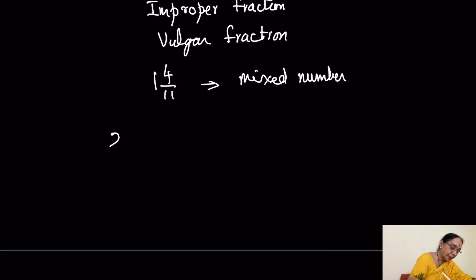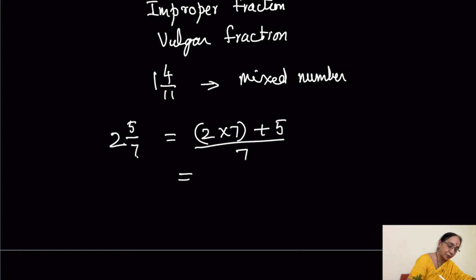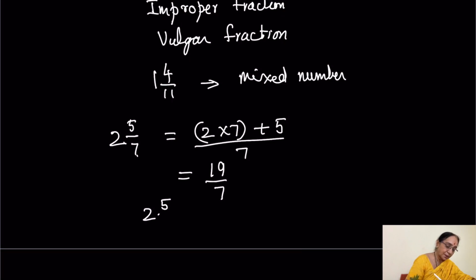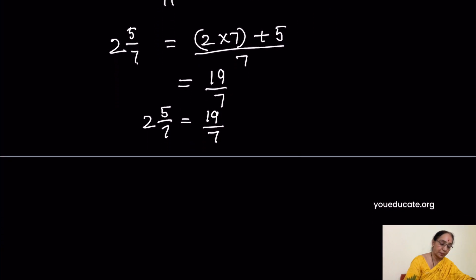Now, for example, I can consider 2 5 by 7. This is a mixed number. I want to convert it into an improper fraction. So 2 times 7, 14. 2 times 7 and then you add 5 and then divide by 7. So that will be 14 plus 5, 19 upon 7. So 2 5 by 7 is the same as 19 by 7. A mixed number written as an improper fraction. So multiply the whole number and the divisor and add the numerator, which is in fact the remainder that you get when you divide 19 by 7.